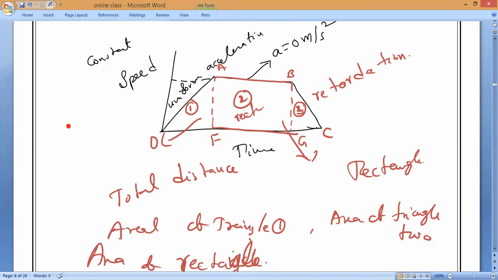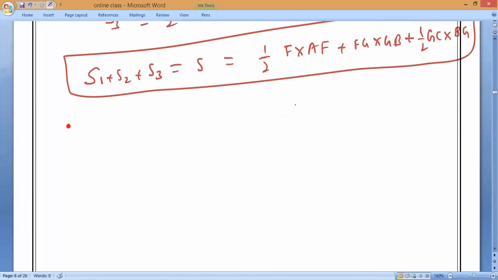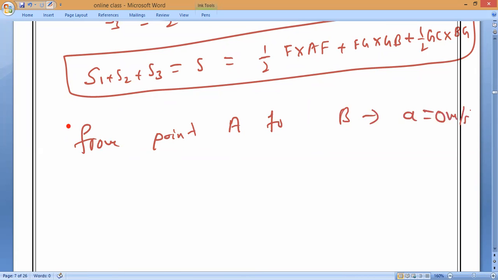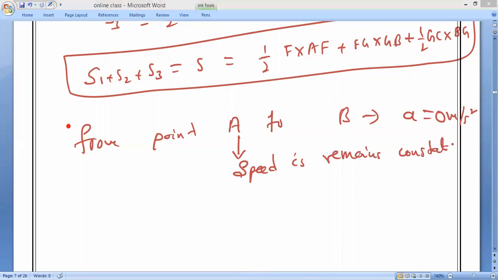Now when the acceleration becomes 0, guys, from where to where? When the speed is constant, from point A to point B. Please note it down. From point A to point B, acceleration is 0 meter per second square. Why, guys? Because the speed remains constant. Is it okay, guys? So this is all about it.